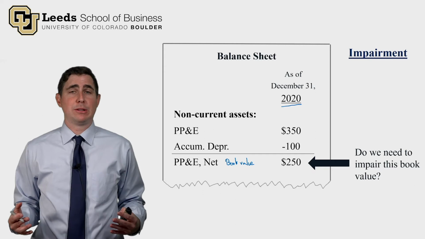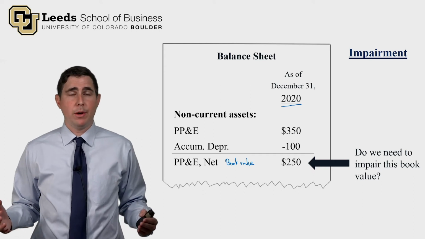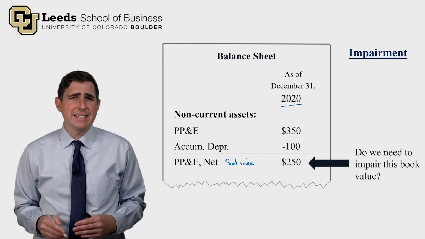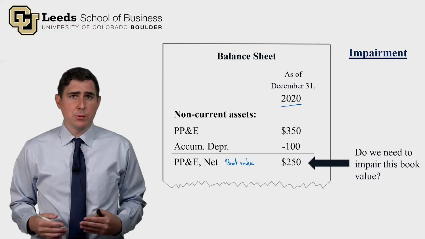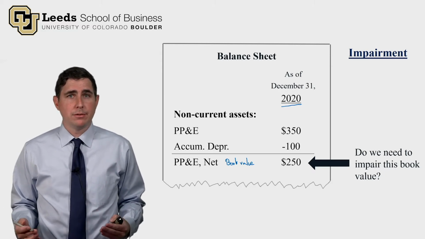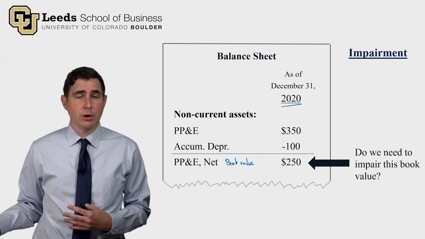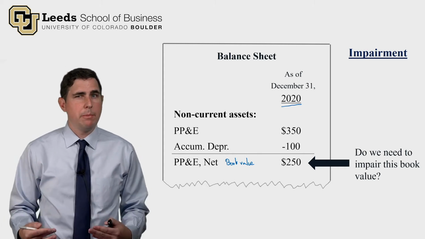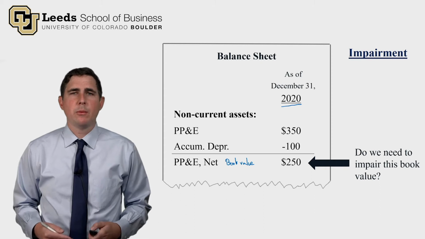Maybe it was used and we totally broke it. Then it's not worth what it was anymore. In that case, it's not fair to tell investors we have an asset of $250 if it's just a heap of metal in the corner of the office. So we need to do an impairment analysis. Here's how we do it.